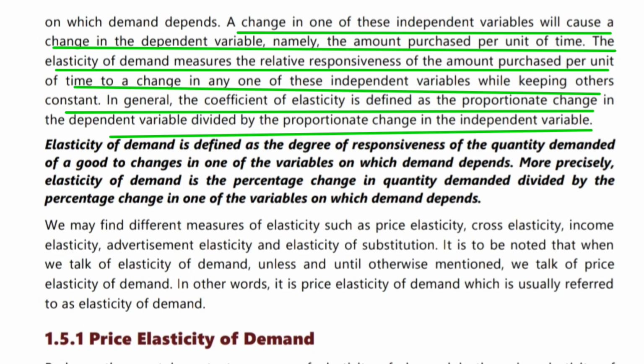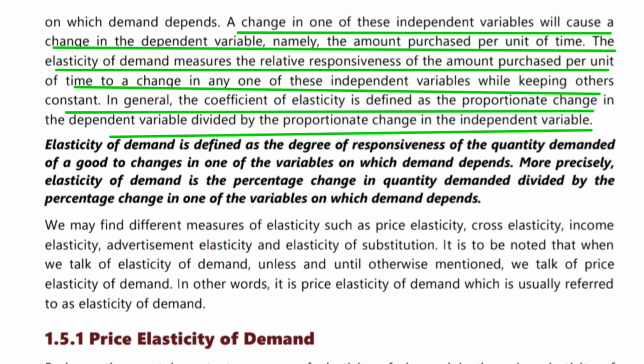For example, price, taste and preferences of the consumer, income of the consumer, and price of substitute products are all independent variables. They aren't dependent on each other. But all these variables change the demand for the product. So demand is a dependent variable on these. Now, what percentage of change do these independent variables bring in the demand for the product? When these two are connected together, we talk about elasticity.